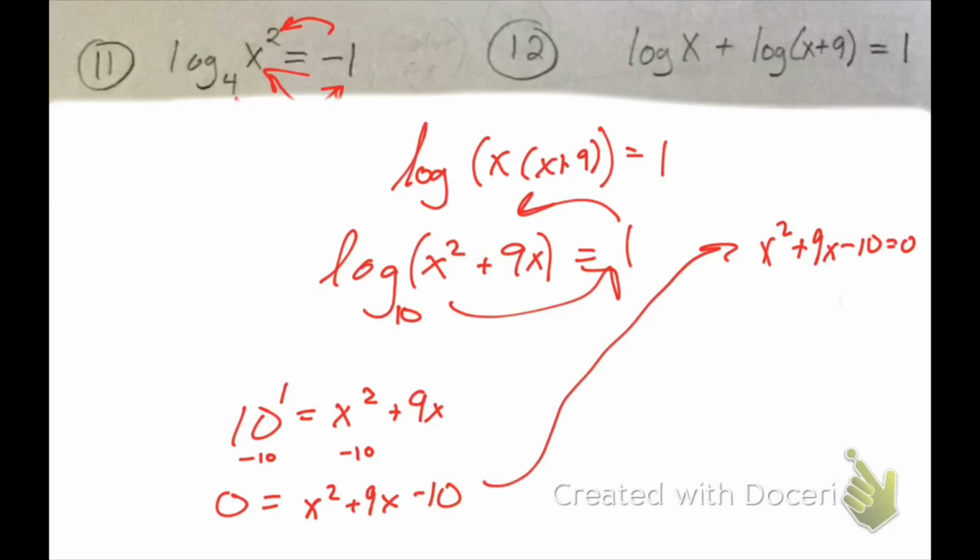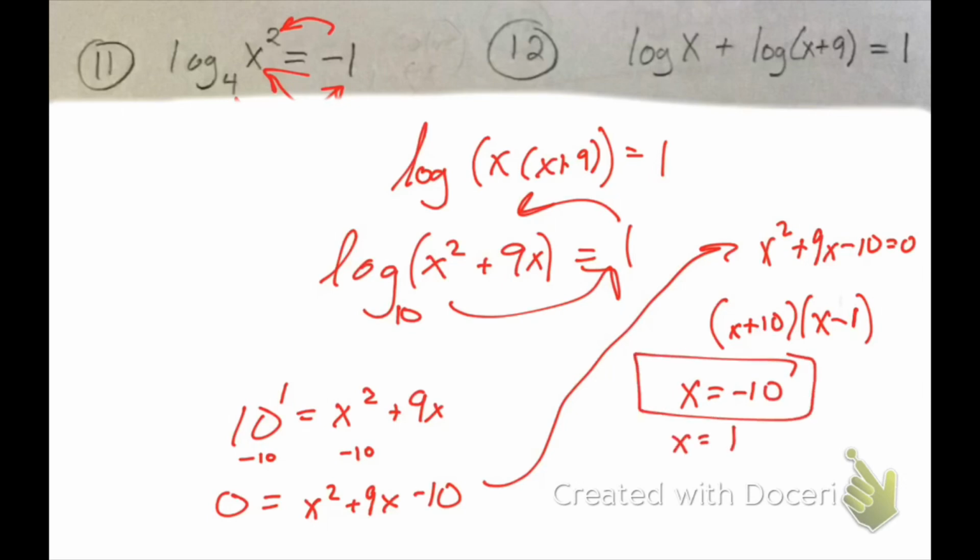Factoring using a's and b's, that is going to give me x plus 10, x minus 1, because 10 times negative 1 is equal to negative 10. 10 plus negative 1 is positive 9, which means x is equal to negative 10, and x is equal to positive 1. The negative 10 case does not work because you'd be taking the log of a negative number, so you can't do that. So this is your answer. X is equal to positive 1, and the negative 10 is extraneous.